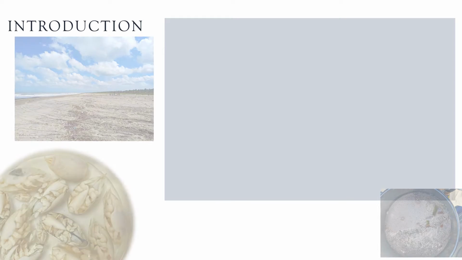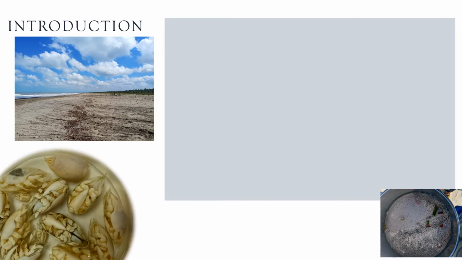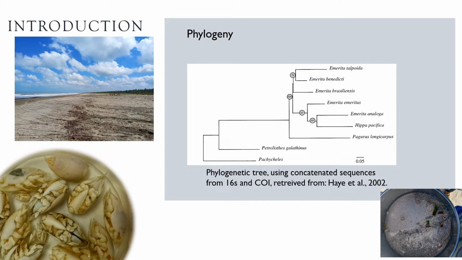Mole crabs are abundant crustaceans that inhabit the intertidal zone of sandy beaches worldwide. However, their phylogeny is poorly understood because of the small number of studies that have been conducted. Due to this lack of phylogenetic analysis, the group remains dynamic, which means the reassignment of species from one genus to another within the same family is frequent.